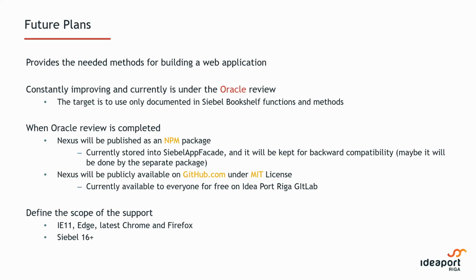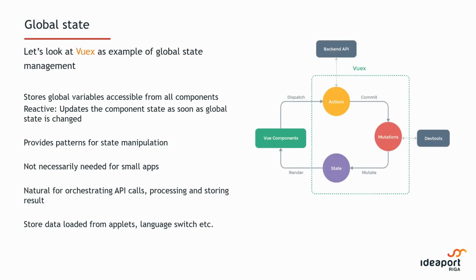We also need to define the scope of the support. It probably is going to be Internet Explorer 11, Edge, and the latest Chrome and Firefox versions. And Siebel probably only starting from Siebel 16. That's it. I'll be quick so we'll have time to watch the examples as well.